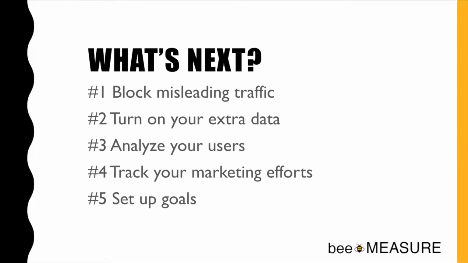All right, so number 2 is where to go to turn on some extra data. Number 3 is a cool, easy feature that you can use to analyze your different user types to see how people who are, say, on mobile are different than those on laptop. Number 4 is that thing I talked about where you want to make sure that you're tracking all of your marketing. And number 5 is a bit of an overview for how you can set up additional tracking for actions and goals.